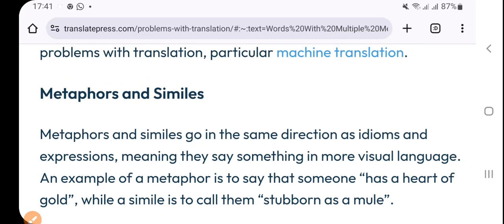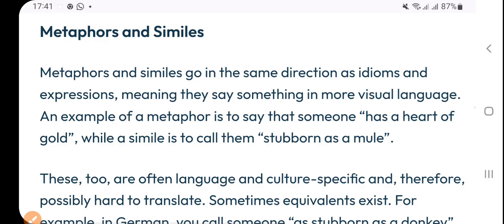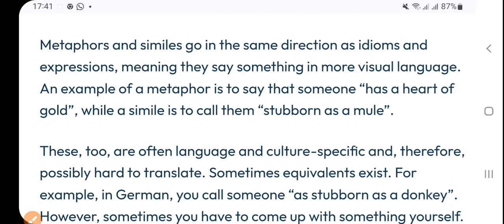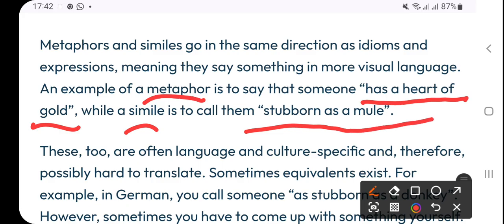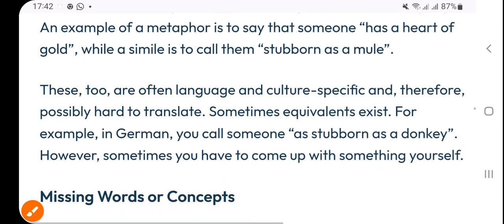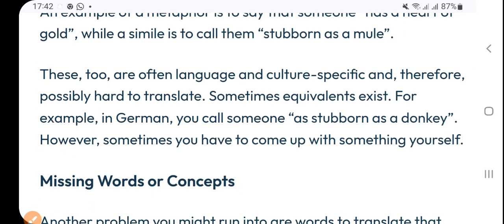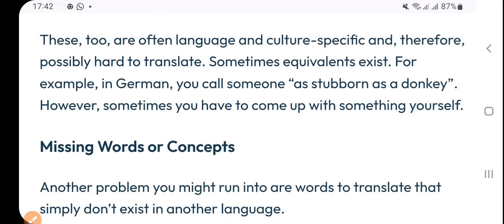So metaphors, idioms, phrases and expressions use visual language, so you can visualize. For example, if you say she has a heart of gold, you can imagine gold, and in a simile, stubborn as a mule. That is challenging when you translate, because if you translate the same words, the meaning will not be the same, right? So these two are often language and culture specific, and therefore possibly hard to translate.